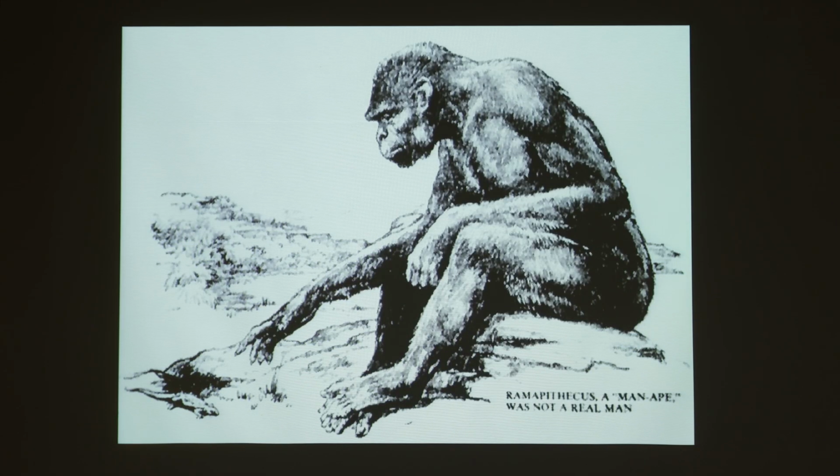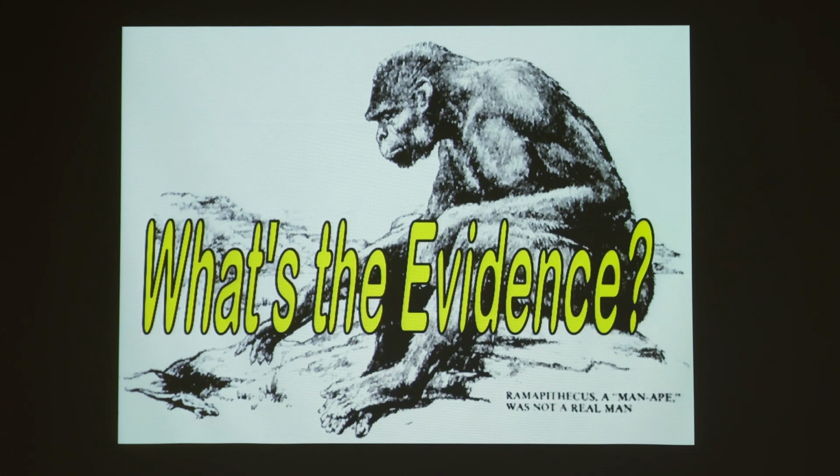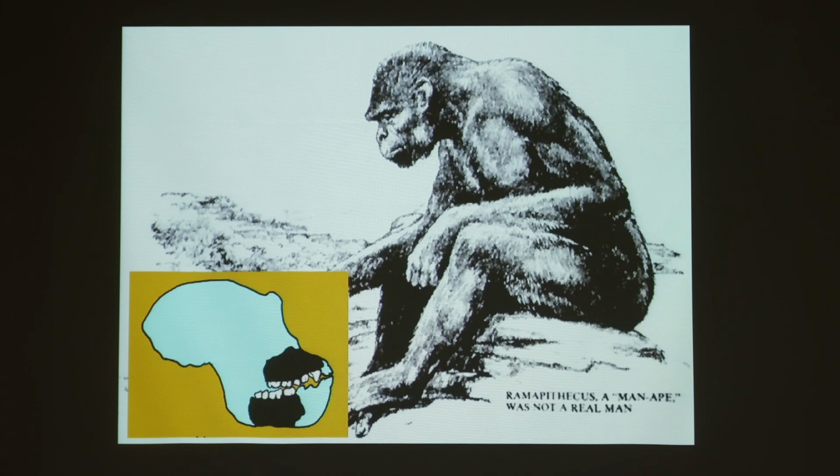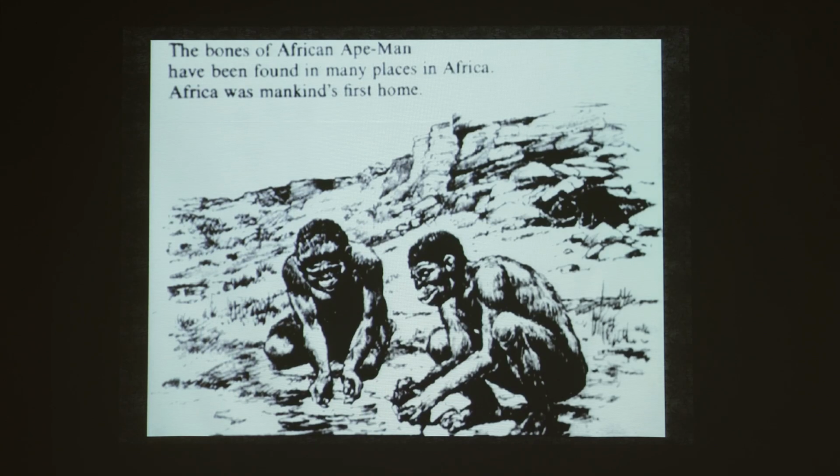What about Ramapithecus? Here they say Ramapithecus, man ape, he was not a real man. He hadn't evolved fully into being a real man yet. All right, so we have Ramapithecus. When we see great artwork like this, what questions should we ask? Yes, what was the evidence for Ramapithecus? Here are some pieces of jawbone. Pieces of jawbone? Is that really enough evidence not only for the whole rest of the body, but even for his whole family? I don't think that that's enough evidence to prove that we evolved from apes.